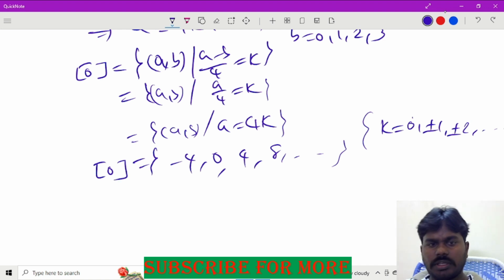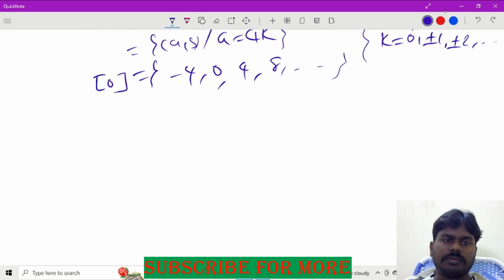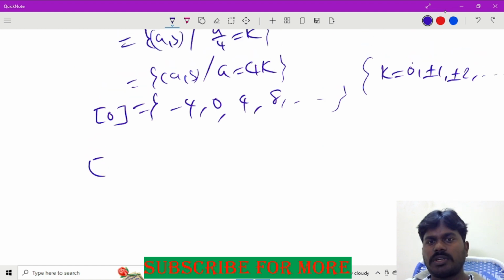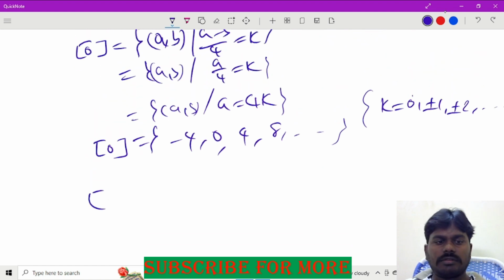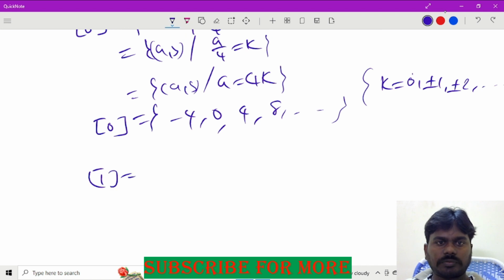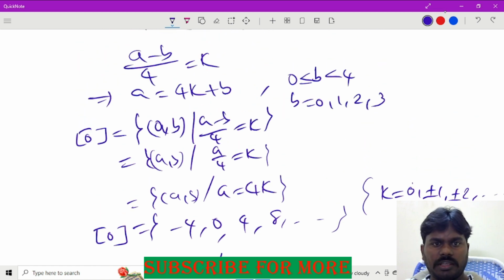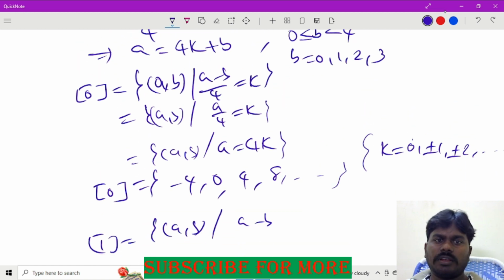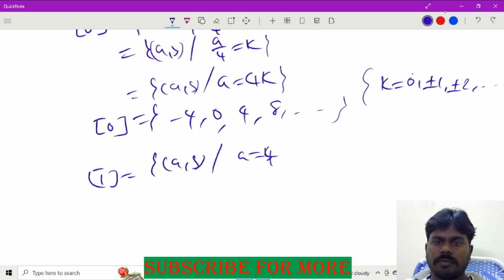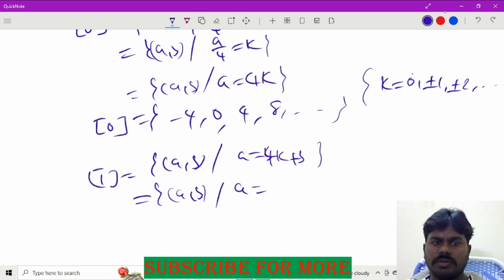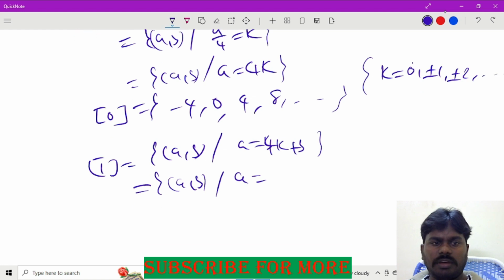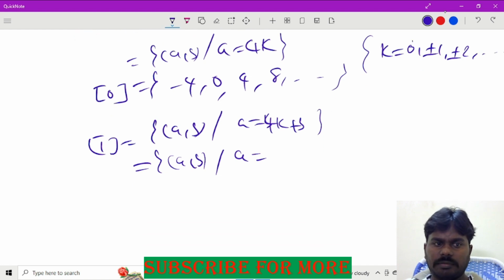Okay, now come to the next equivalence class, of b, where one more element is possible, that is 1. So 1 means (a, b) such that a minus b is 4k; we already have the equation directly. A is equal to 4k plus b. So here (a, b) such that a is equal to 4k plus b, where b value is 1.